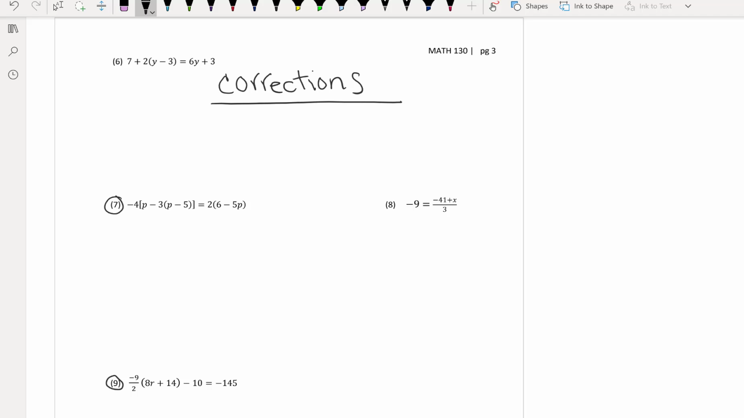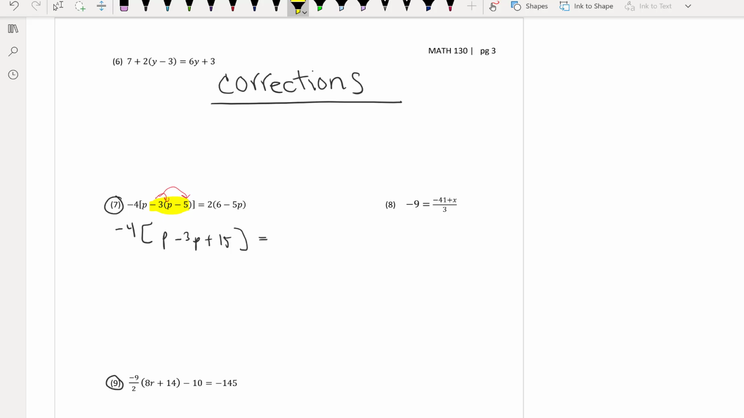So number 7 on page 3. What I had forgotten to do last time was distribute correctly. So I'm going to go ahead and take this really slow now. I'm going to have my -4, and since I have parentheses and brackets, I'm going to work from inner to outer. So I'm going to distribute that -3 inside my parentheses. So I have my -4 bracket, p, and now I'm going to distribute. So it's a -3p plus 15.